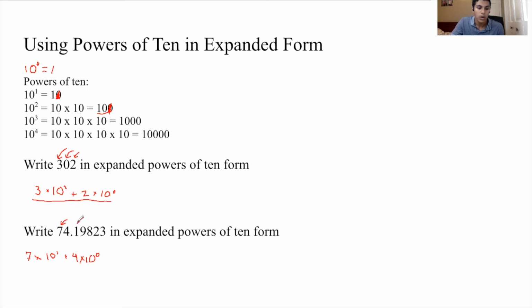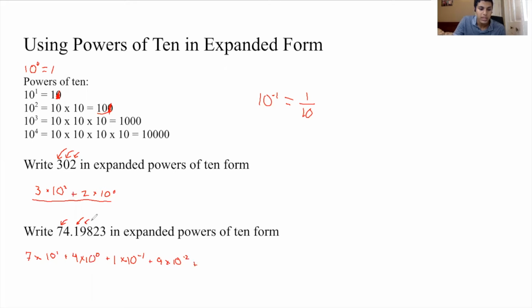We have 1 in the tenths place, so we're going to write 1 times 10 to the power of negative 1 here. And 10 to the power of negative 1 is actually equal to 1/10. And then for the hundredths place, it should be 10 to the power of negative 2. So we can just write this out, plus 9 times 10 to the power of negative 2.